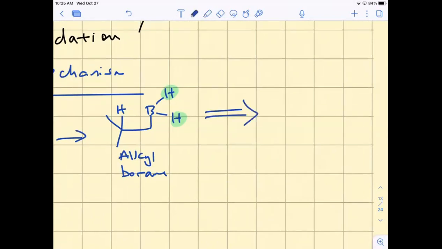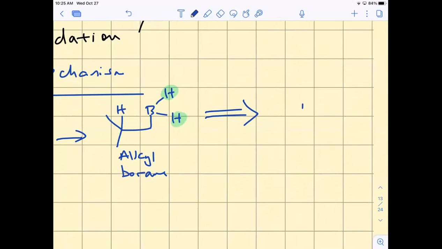Could you say that again? You need how many alkenes for one BH3? 3. So a 3-to-1 ratio of alkene to BH3. And the reason is because once I add it once, I still have 2 hydrides on my boron. So I can actually do that again and again.